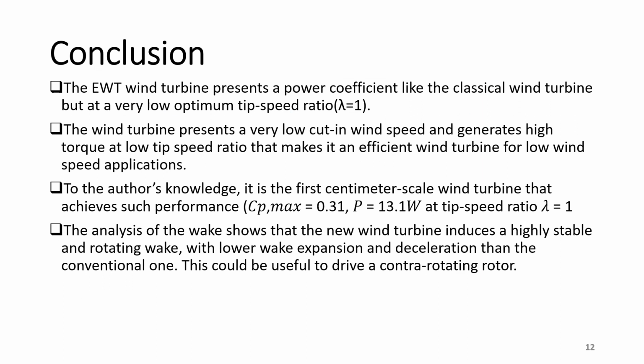The EWT wind turbine presents a power coefficient like the classical wind turbine, but at a very low optimum tip speed ratio, lambda equals 1. The EWT wind turbine presents a very low cut-in wind speed and generates high torque at low tip speed ratio, which makes it an efficient wind turbine for low wind speed applications. To the authors' knowledge, it is the first centimeter scale wind turbine that achieves such performance, that is the power coefficient 0.3 and the associated power is 13 watt at a tip speed ratio lambda equals 1.